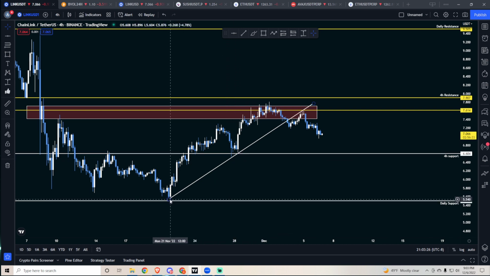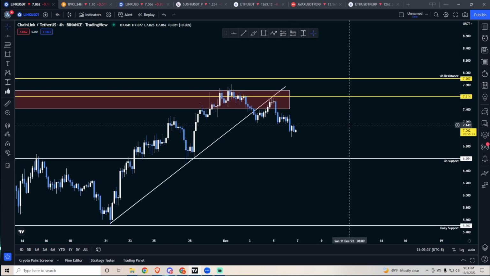So trend has 3 touches. So 1, 2, and 3. This was the break of trend. So now you're going to look for an area to short.